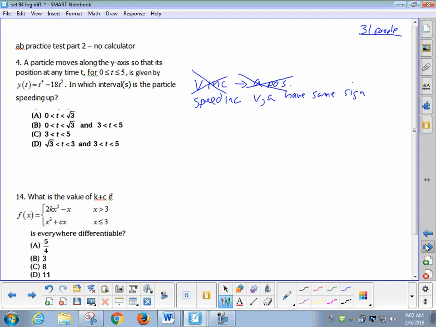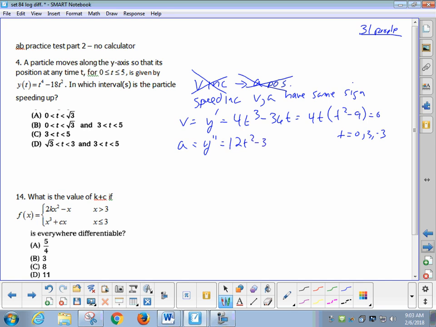Okay, so let's just, if you were to find velocity, it's y prime. That's 4t cubed minus 36t. Factored, that's 4t factored out, leaving you a t squared minus 9. The zeros on that are 0, 3, and negative 3. Do you agree? The acceleration is y double prime. That's 12t squared minus 36. That factored is 12 times t squared minus 3. That's 0 at root 3 and negative root 3.